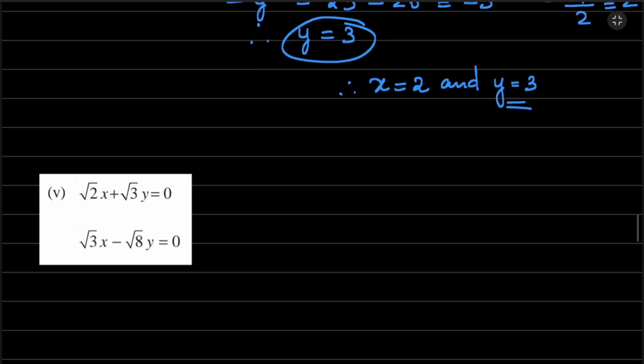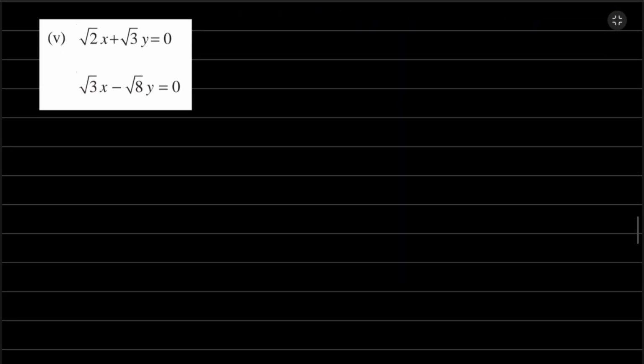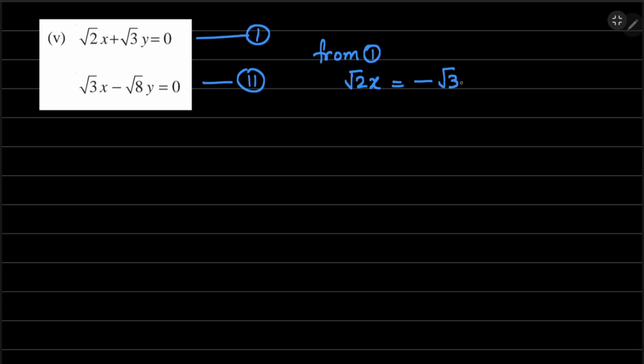So let's do the next question. The fifth question: root 2x plus root 3y equal to 0, and root 3x minus root 8y equal to 0. Let's do the same way. Mark the first equation as 1, the second equation as 2. So from 1, you can write root 2x is equal to minus root 3y. Right? And x is equal to minus root 3y divided by root 2. Let this be equation number 3.